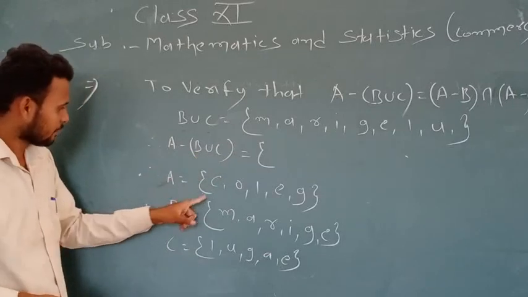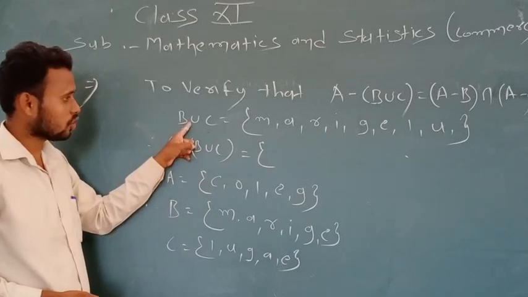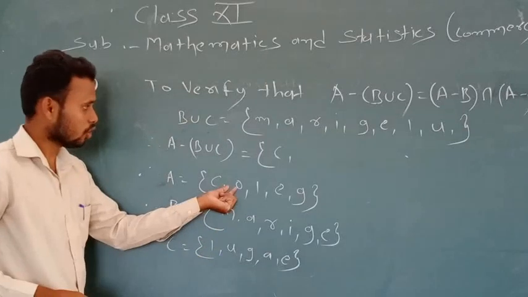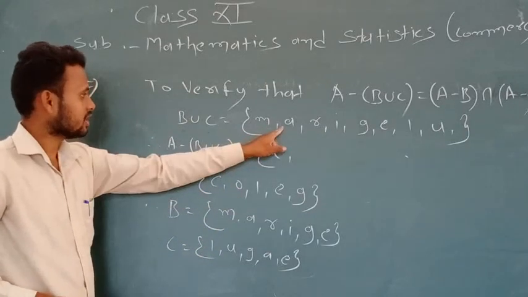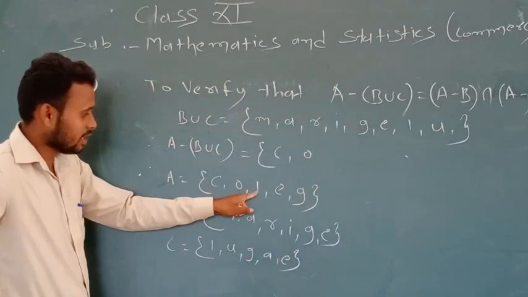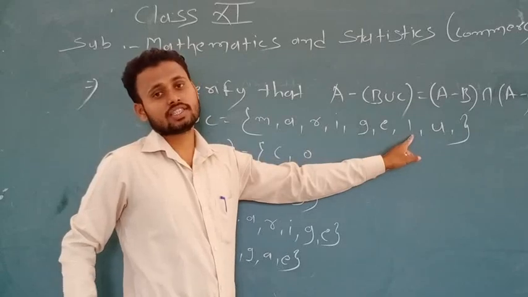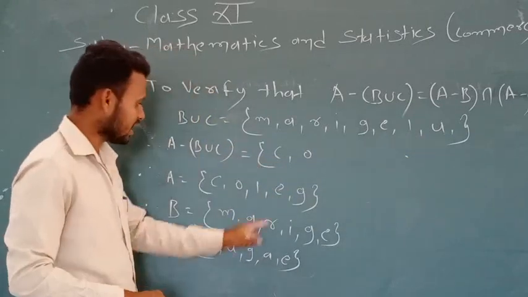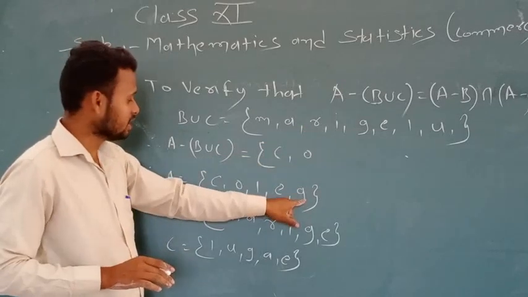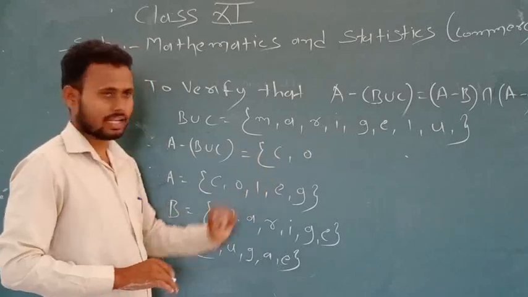Therefore set A, C, an element in A, belongs to A but does not belong to B union C. Therefore we can take C. Then next element O belongs to A but does not belong to B union C. Therefore we can take O also. Then next element L belongs to A, L also is in B union C. Therefore we cannot take this. Then next E is in A, and also in B union C, so we will not take it. G is in A and also in B union C. Therefore we cannot take that element.